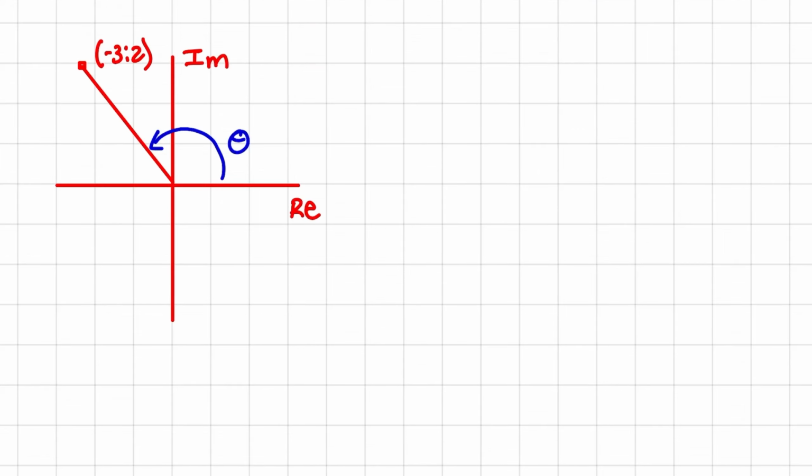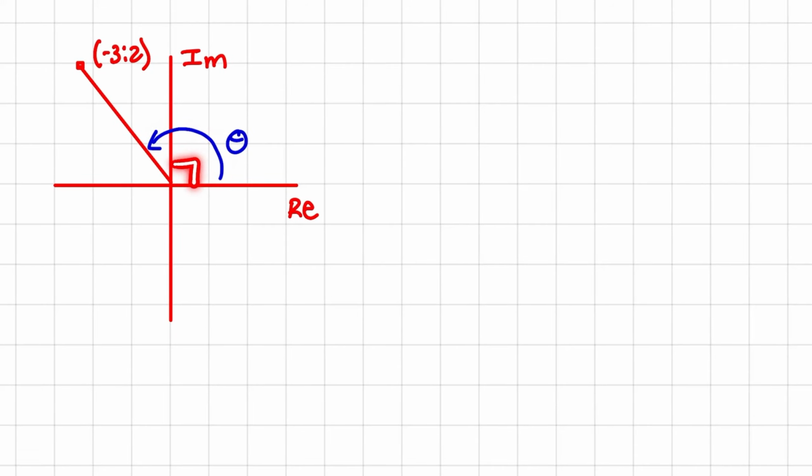So here we have the argument, and we can see that the argument is past 90 degrees. So we find ourselves in the second quadrant. Now we need to use a slightly different way of finding theta. So again, we will use tan, where the opposite value is 2 and the adjacent value is negative 3. So we know that tan theta would be 2 over negative 3.